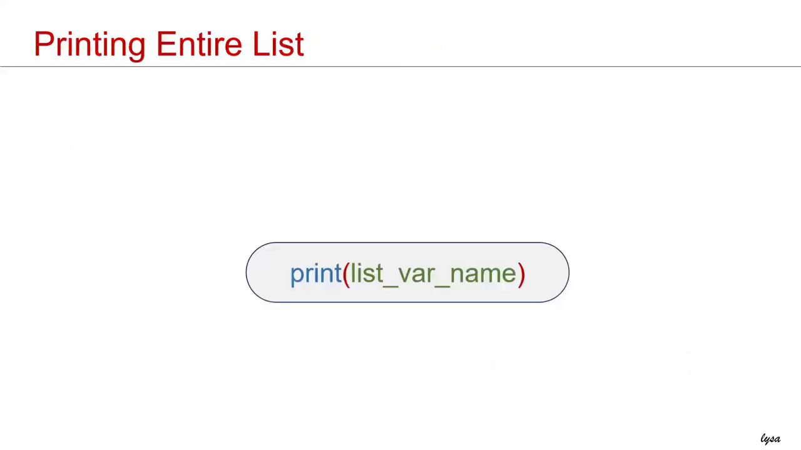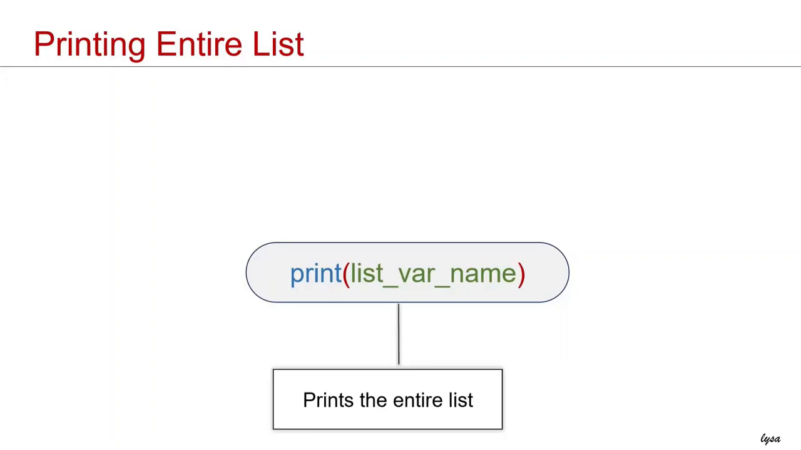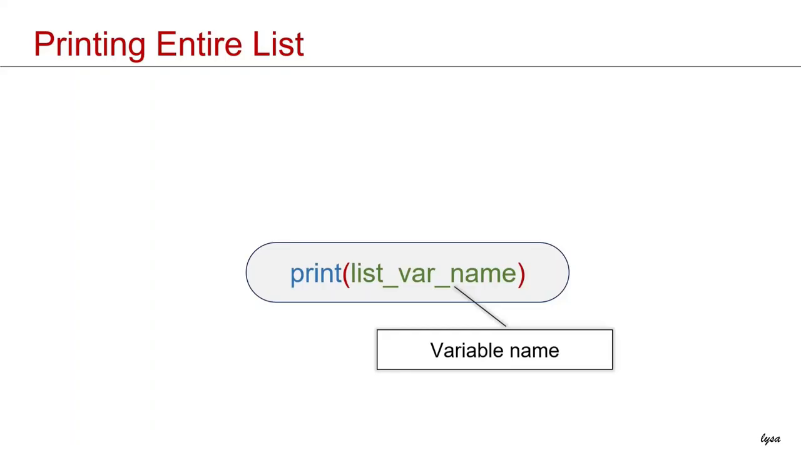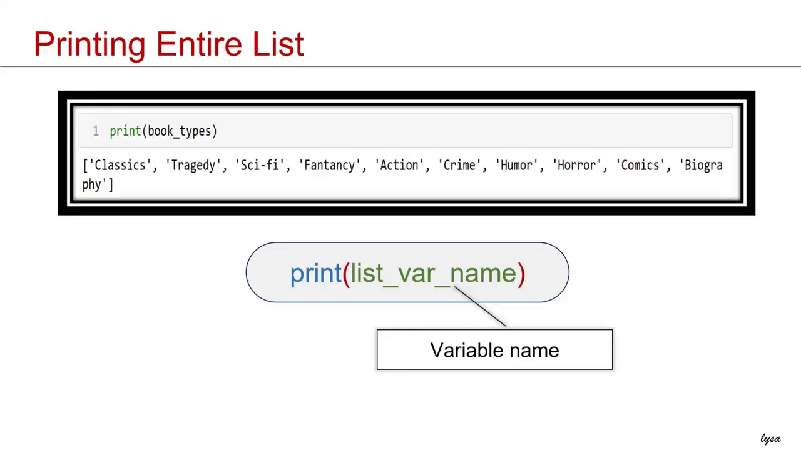Now, how shall we print an entire list? A very simple syntax: print followed by the variable name. Print is a built-in method, and of course we give the variable name. This is given as an example here, where we just give print followed by the variable name book underscore types.